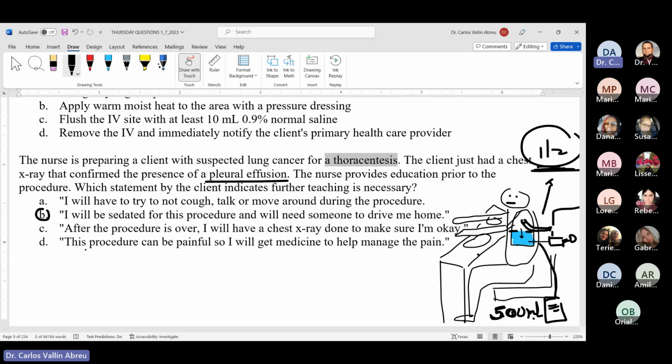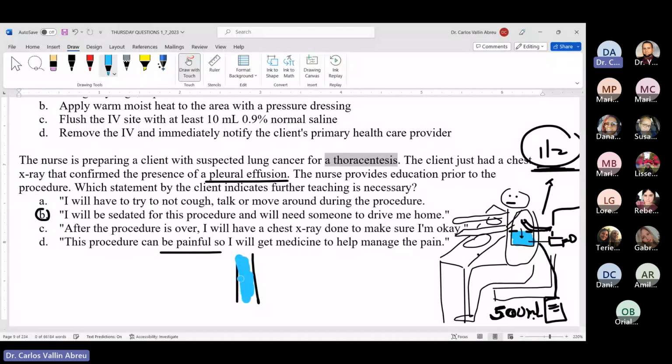pneumothorax. This procedure can be painful. It is true, it's painful, not because the needle is practically non-painful. It is that you have two layers of pleura, and between the two layers you have liquid.